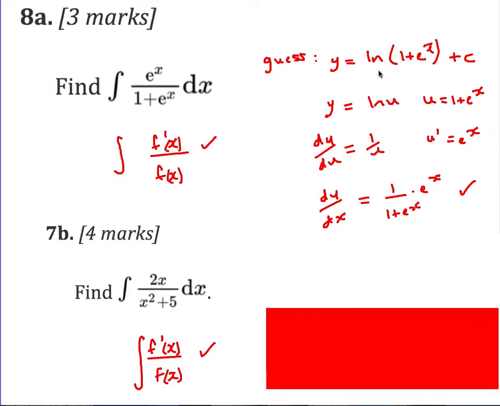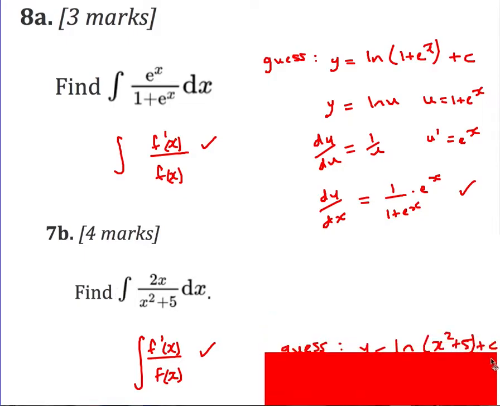So you can see that's 3 marks. We didn't have to do too much work as long as you remembered the method. The second one, we've got the integral of 2x over x squared plus 5. Exactly the same again. I've got f'(x) on the top, f(x) on the bottom.